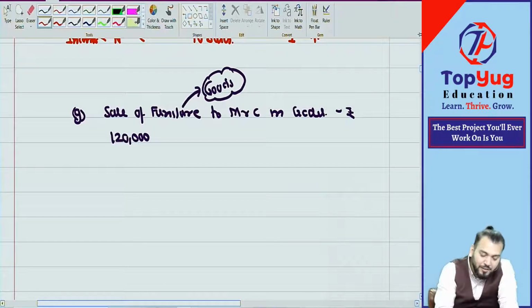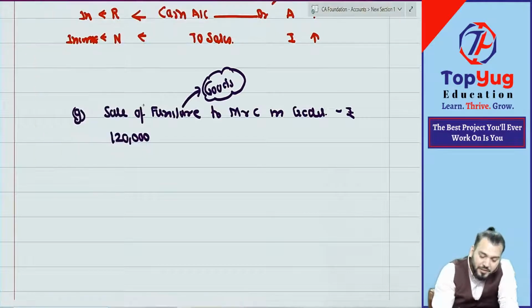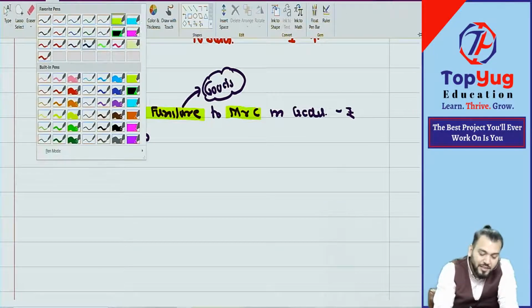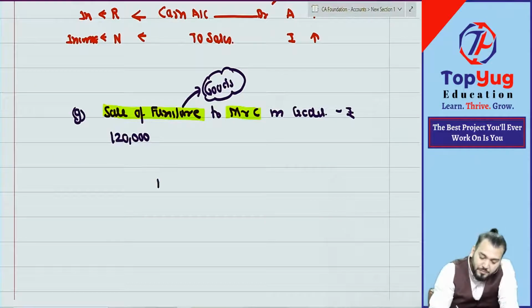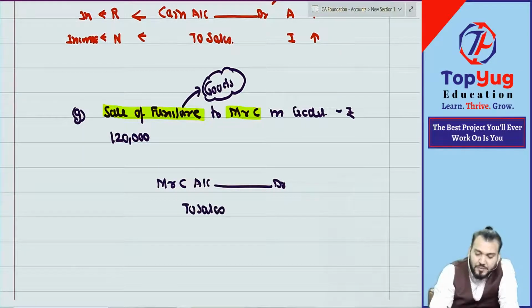There are two aspects. What are the two aspects? Sale of furniture and Mr. C, because it is on credit, correct? So what journal entry have you made? Mr. C account debit to what? Debit to sales. All have done this. Correct?